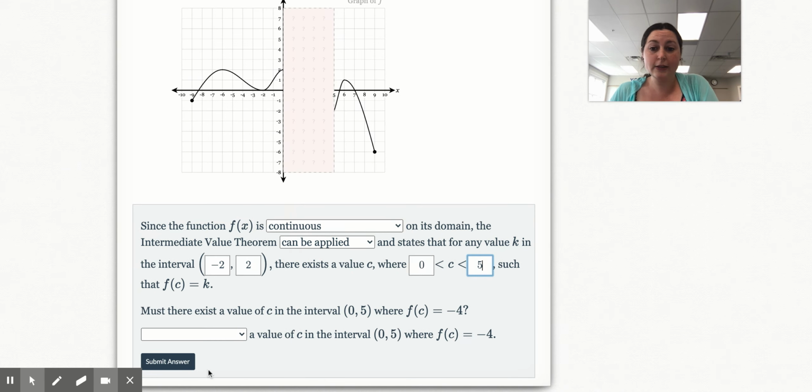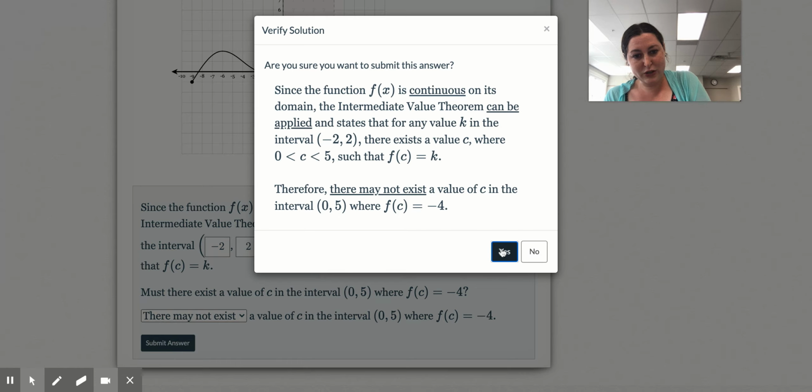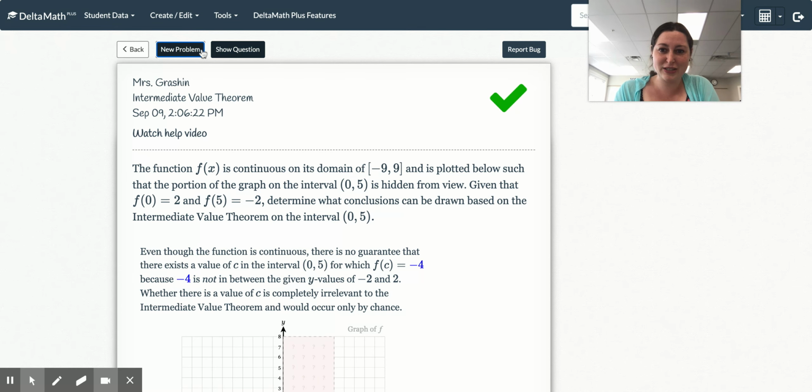Okay, so based on that, must there exist a value between 0 and 5 such that f of c is -4? Well, -4 isn't between -2 and 2, so that's not guaranteed. So there may exist, but there may not exist. We have no way of knowing for sure. Does the function go down to -4? It might, but we are only guaranteed that it goes between 2 and -2. Okay, so let's make sure I got that right. Great. Let's look at another one.